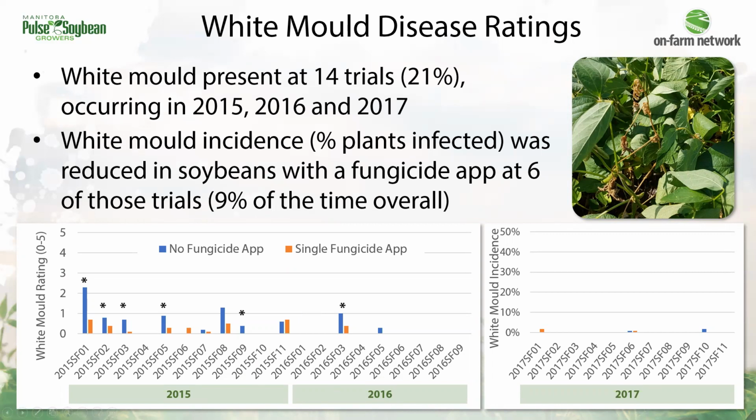And the stars within these are indicating the trials where white mold was significantly reduced with that fungicide application. White mold incidence was significantly reduced with that fungicide app at 6 trials, which is 9% of the time overall, but 43% of the time when white mold was actually present in the trials. So if white mold was present, 43% of the time it was reduced with this fungicide app.